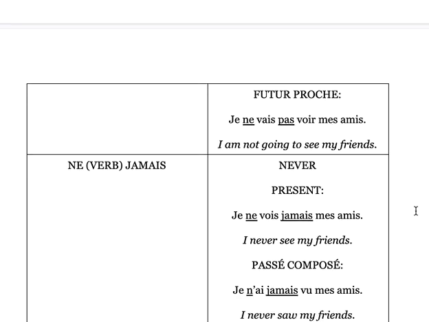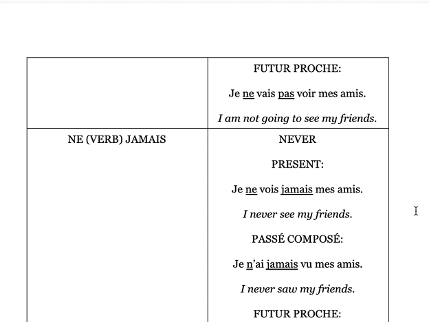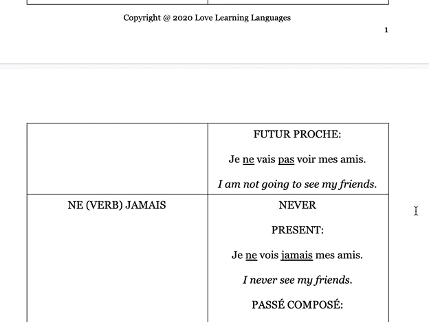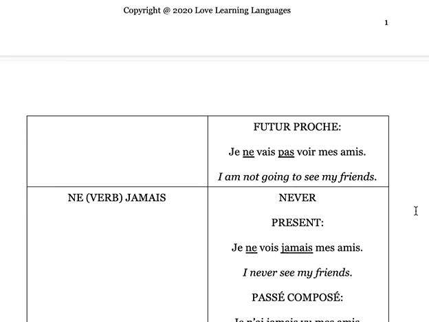Well, let's look at that in the future proche. I am not going to see my friends. We say, je ne vais pas voir mes amis. Again, we're putting the ne and the pas around the verb that has been conjugated. So if you keep that in mind, look back up at the present tense. The verb that's been conjugated is voir. In the passé composé, the verb that's been conjugated is ai. And in the future proche, the verb that's been conjugated is vais. D'accord? So try to remember that.